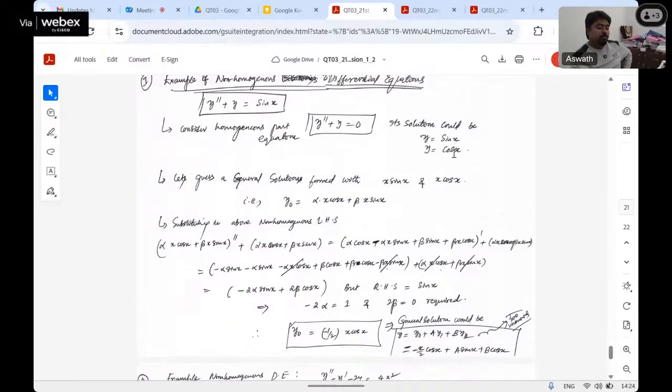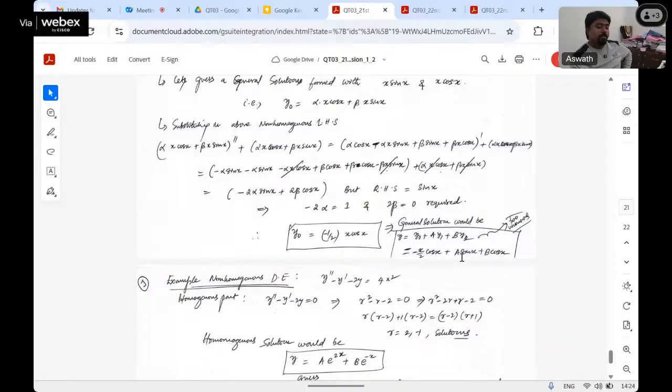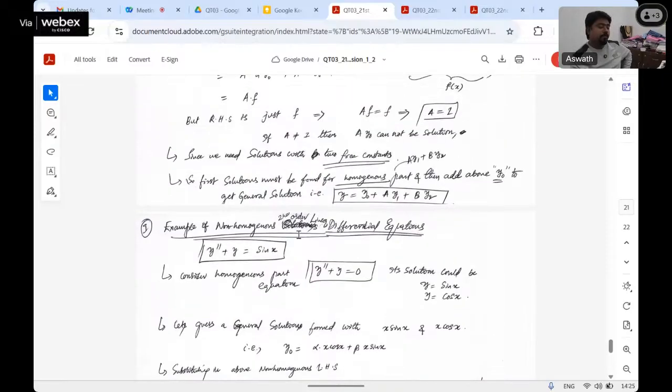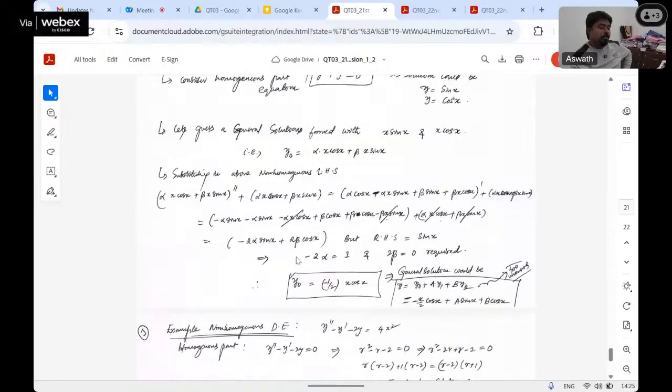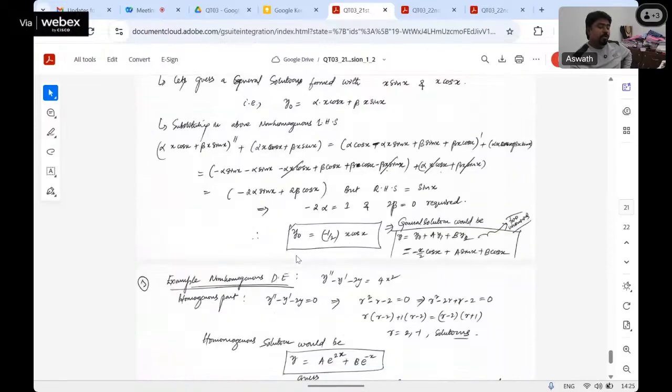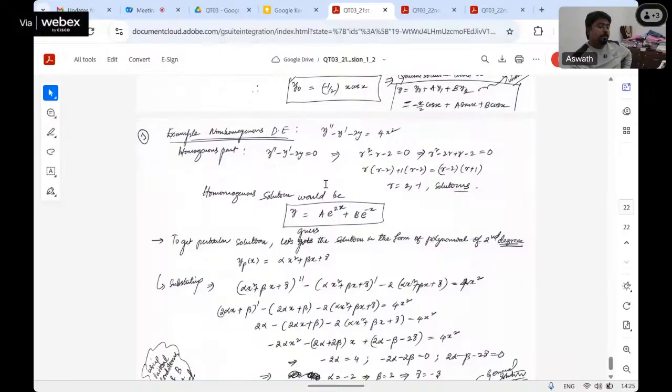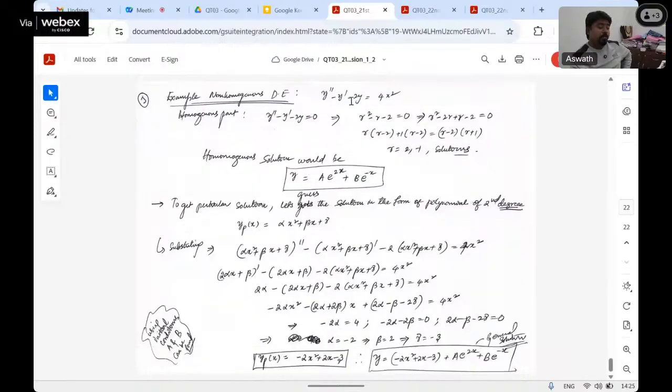Anyway, I have the homogeneous part solution sin x and cos x, two independent solutions. Multiply with some constants a and b, and you get the homogeneous part. You add it to the particular solution, and then you get the exact solution of the entire differential equation. That is how one has to do it in the case of non-homogeneous equations.